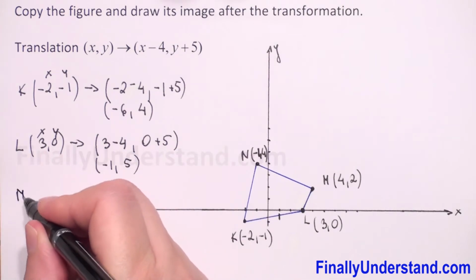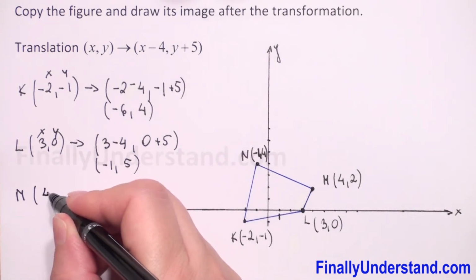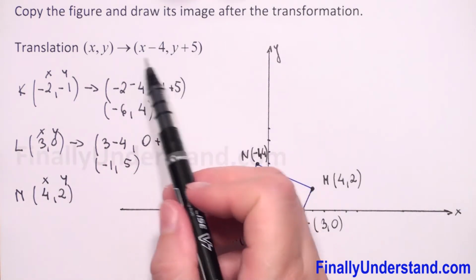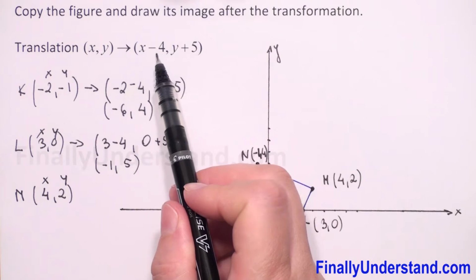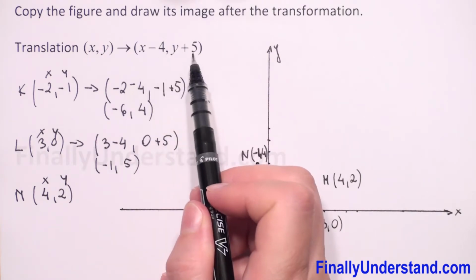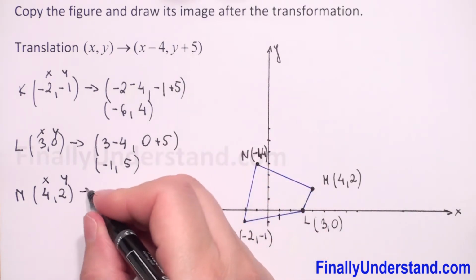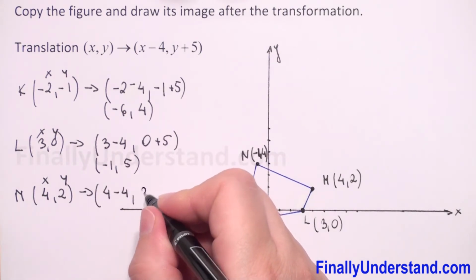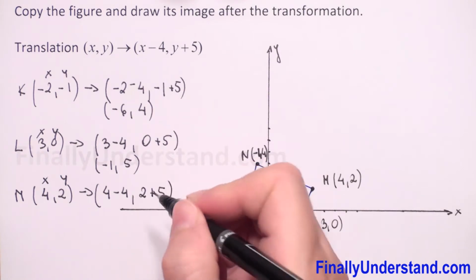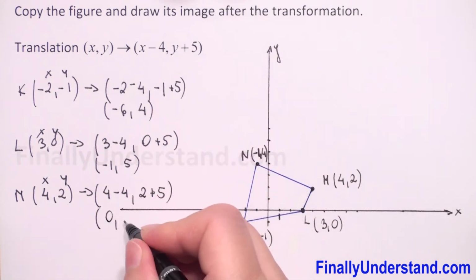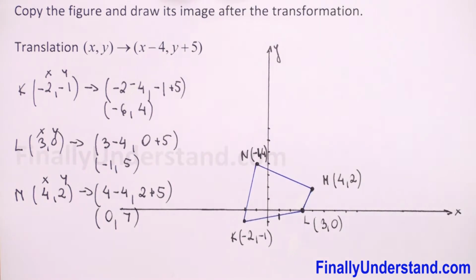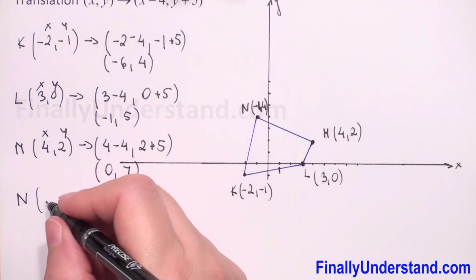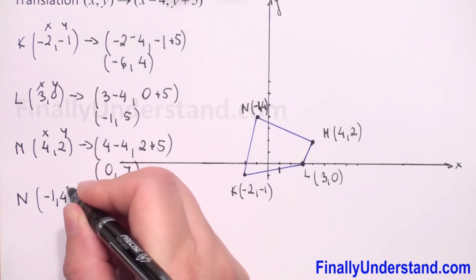Next we have M. Point M has coordinates (4, 2). This is our x, this is our y. And we have the notation that we have to subtract 4 from x and add 5 to y. So now we have 4 minus 4 and 2 plus 5. So we have the point (0, 7).